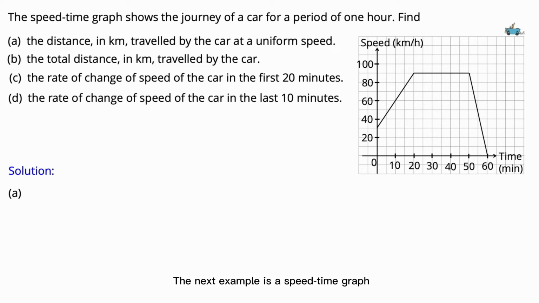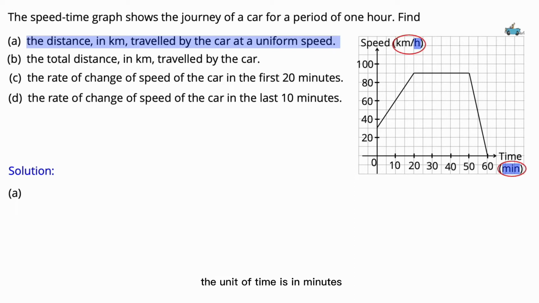The next example is a speed time graph. The speed time graph shows the journey of a car for a period of 1 hour. A. Find the distance in kilometers traveled by the car at a uniform speed. Looking at the graph, the unit of speed is in km per hour. The unit of time is in minutes. Always remember to convert the minutes to hours for easy calculation.